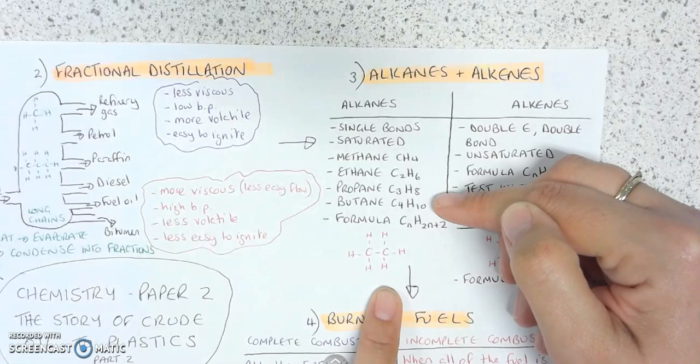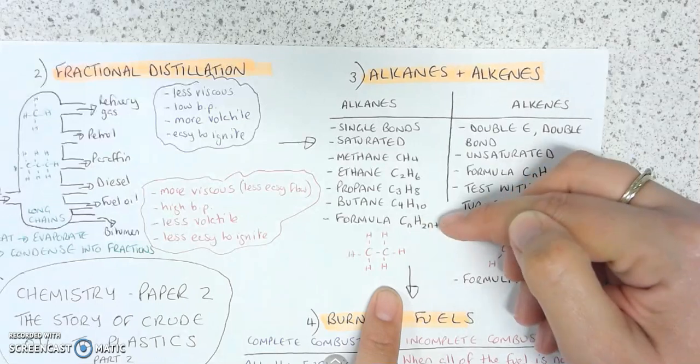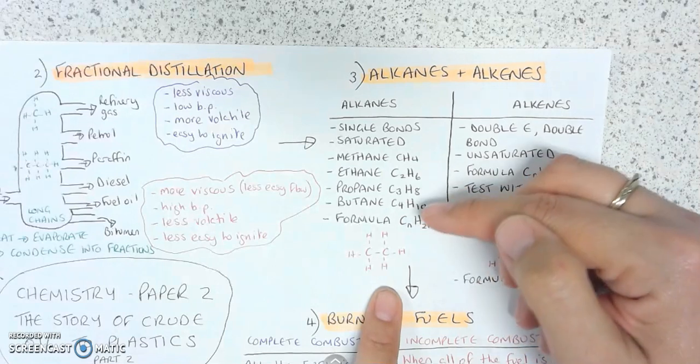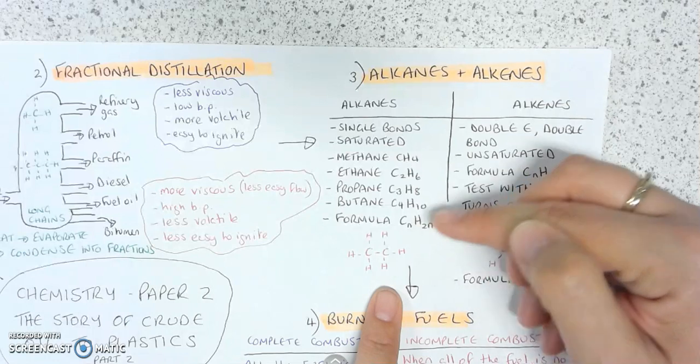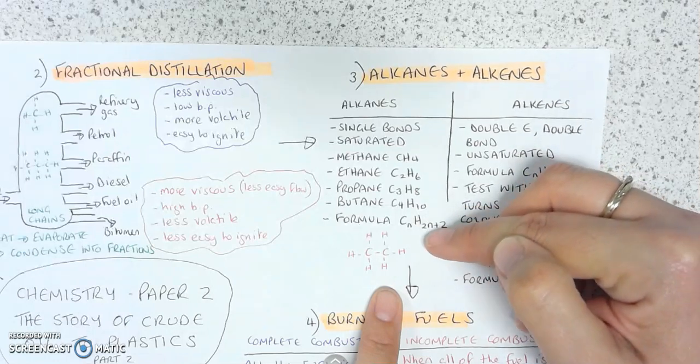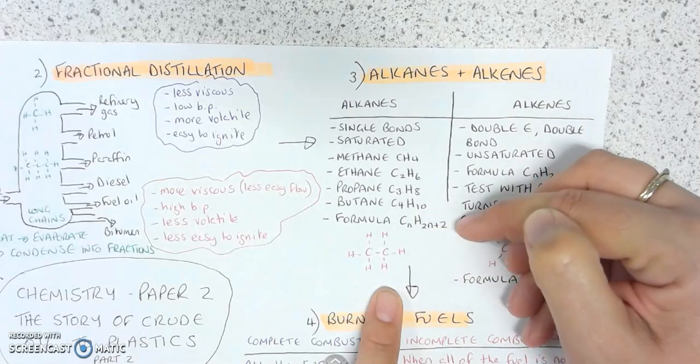Now, if you need to know how to work out the formula, because it might be that the exam board tells you how many carbons there are, but then asks you to work out how many hydrogens. There's two ways you can do this. You can either learn this formula, which is CnH2n+2. n just means any number: two lots of the number of carbons that you've got, plus 2 on the end.